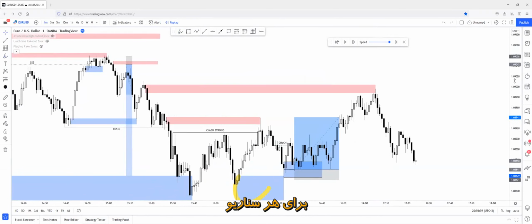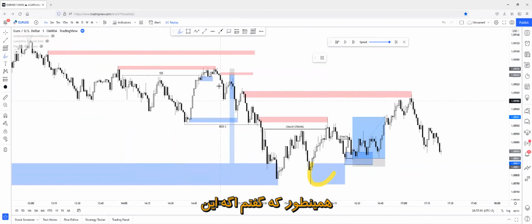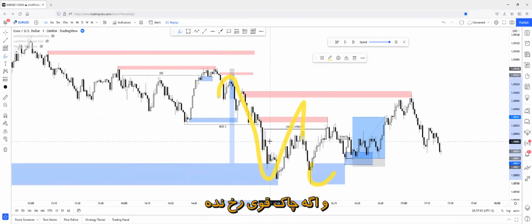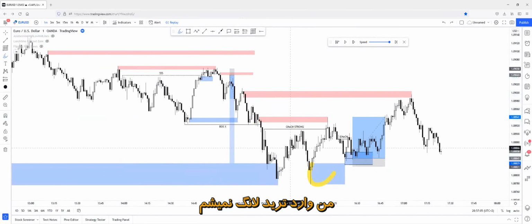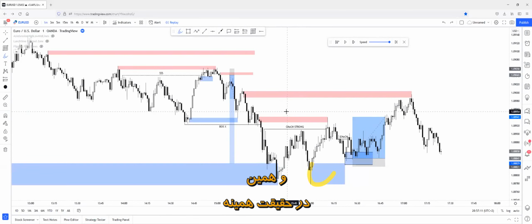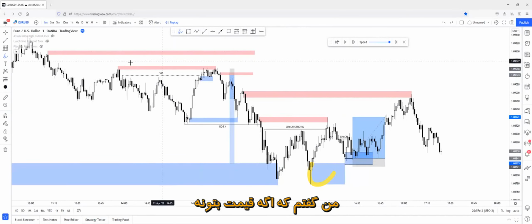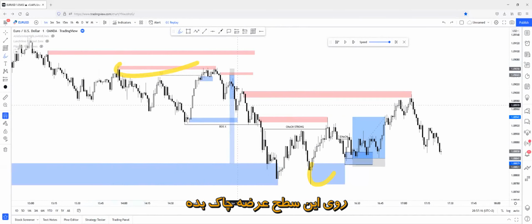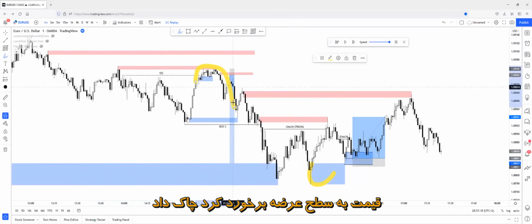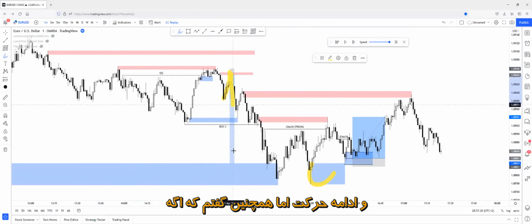And as I said, if this demand is being tapped, I will need a strong change of character. And if the strong change of character doesn't happen, then I won't enter a long trade. If the strong change of character happens, then I enter a long trade up to some higher supply area. And that's it. Basically, that's it. I was saying that if price can change character on this supply zone, I will look for a short opportunity. Price has changed character in the supply zone, tap of this supply zone, continuation.